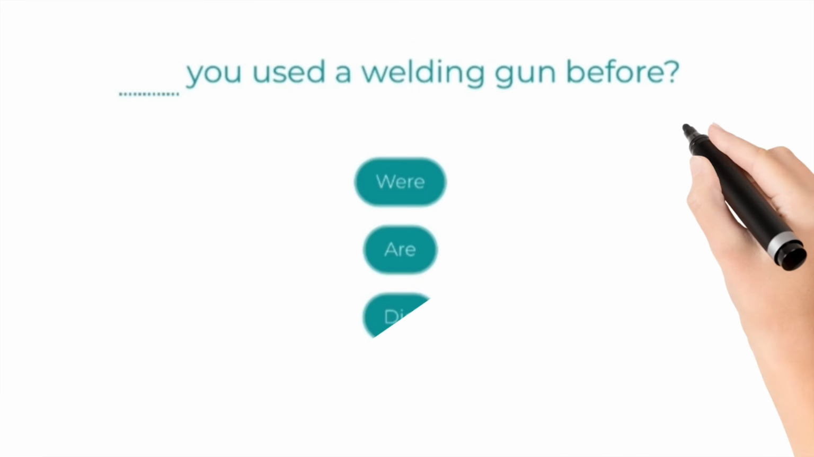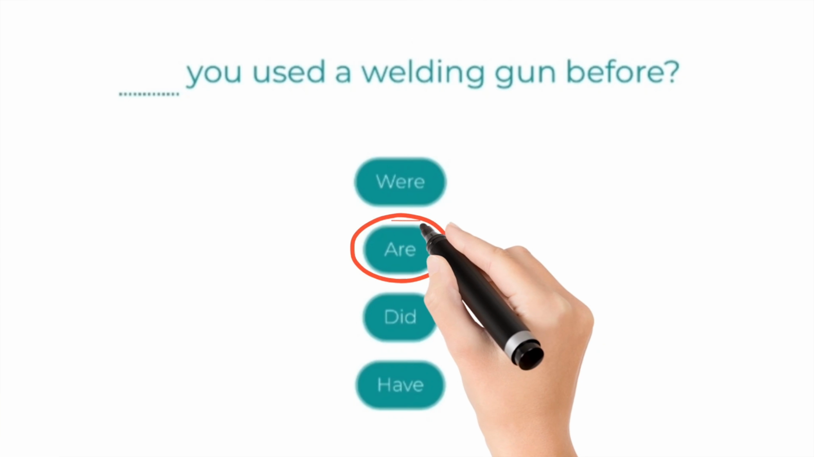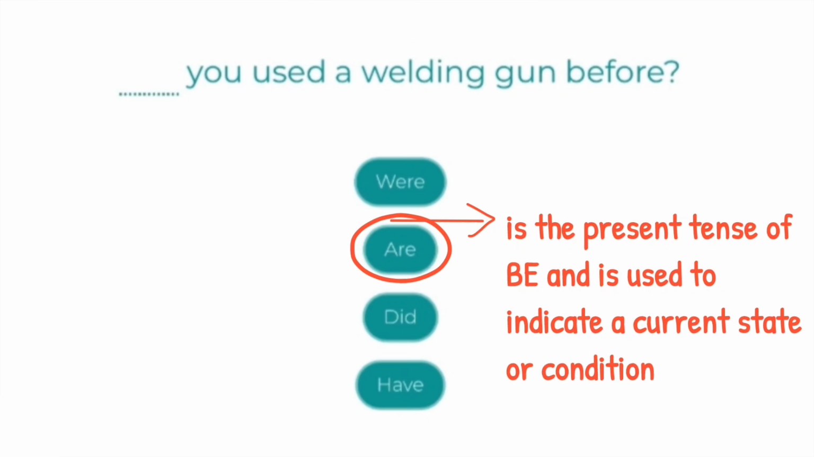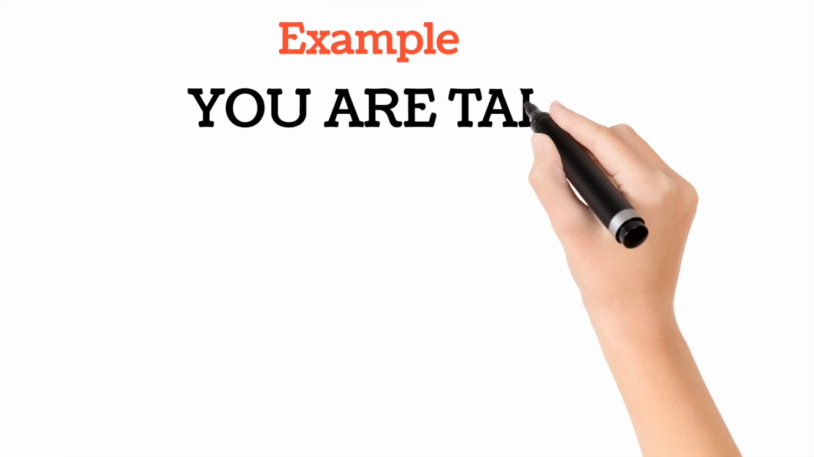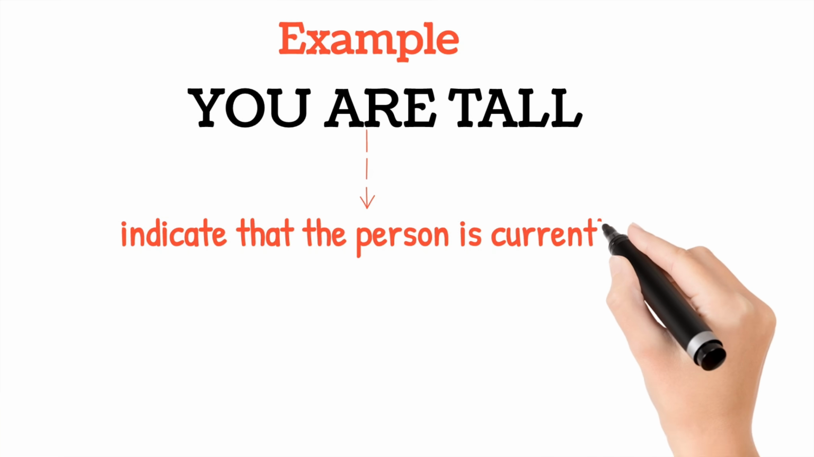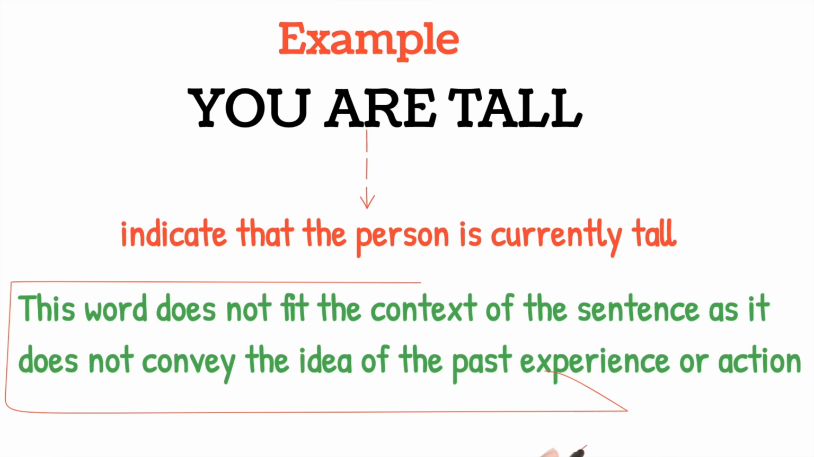So how about the word are? The word are is the present tense of be, and it's used to indicate a current state or condition. I will give you an example so you can be clearer about the use of the word are. "You are tall." That sentence indicates that the person is currently tall. This word doesn't fit the context of the sentence, as it does not convey the idea of past experience or actions.